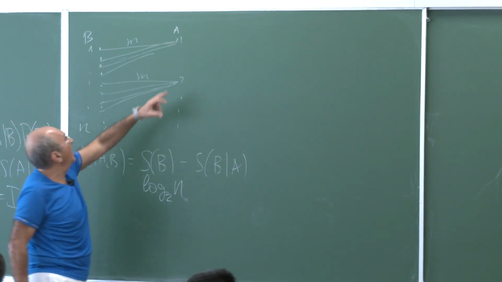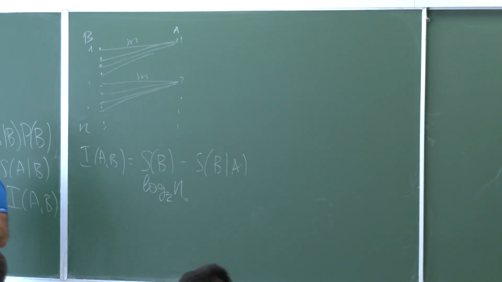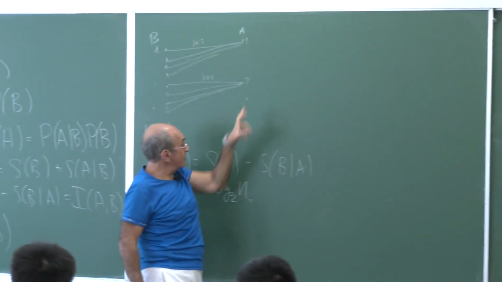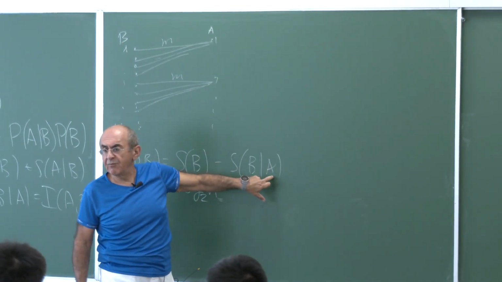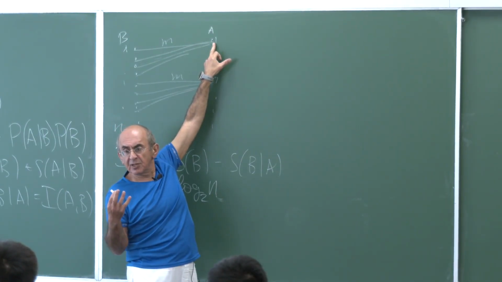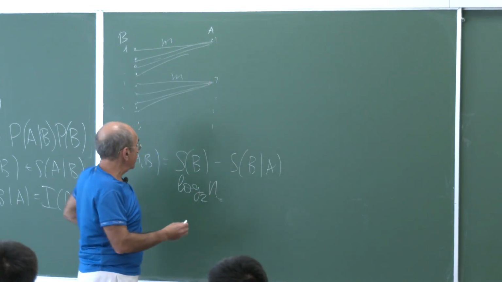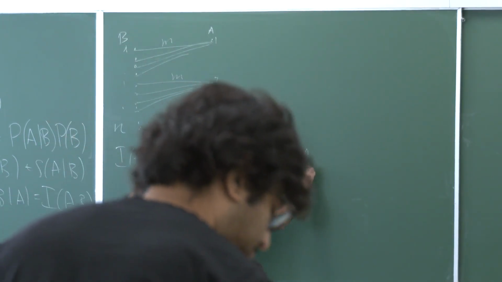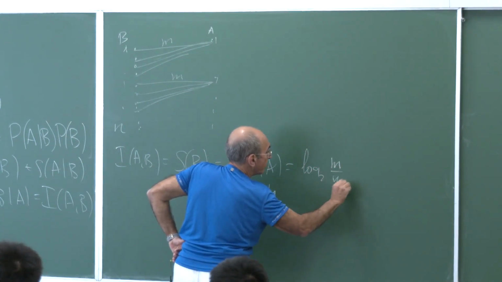After we receive A, how much uncertainty remained? How many choices of B? Don't be shy. You know the answer, right? There remain m choices. For every value of A, this is the entropy of B conditional on A. So if I know A, how much don't I know about B? How much uncertainty remains? m numbers. So this is minus log 2 m, and this is log 2 of m over n. Okay?